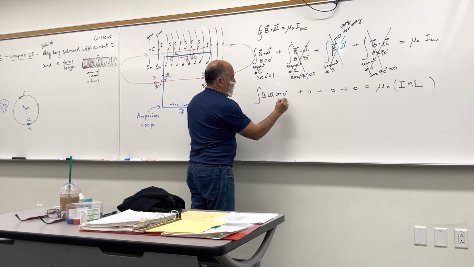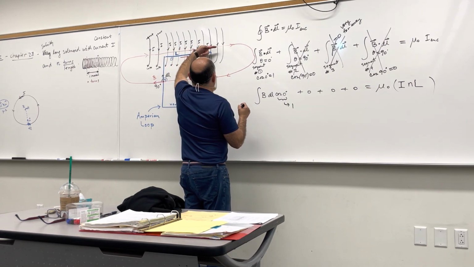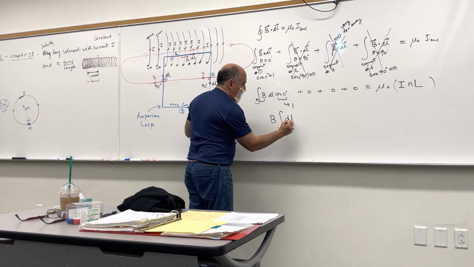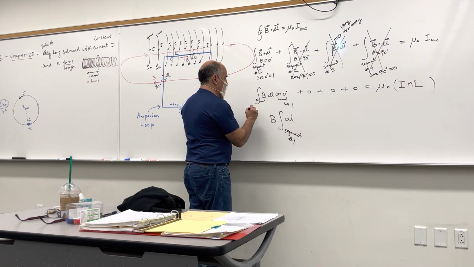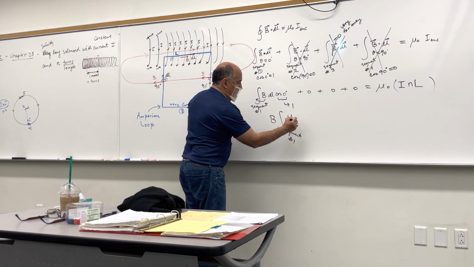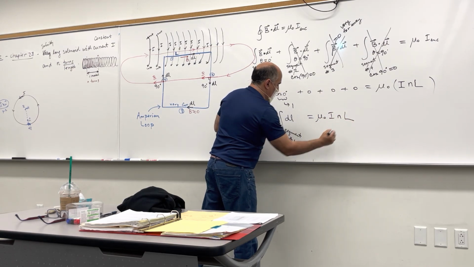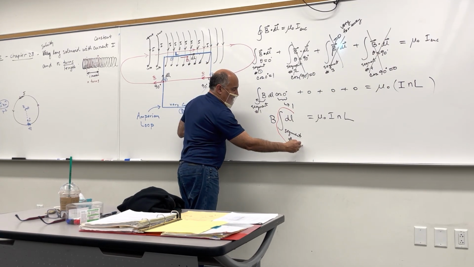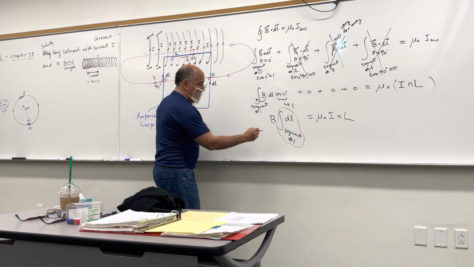Now the cosine of 0 degrees is 1. The magnetic field, I'm going to take it to be along that length. So I'm going to take this outside, so this becomes B, and then I have the integral of the dL over segment number 1, times 1, right? And that equals mu naught I N L. Now, what is the sum of the DLs over segment number 1? Just the capital L.